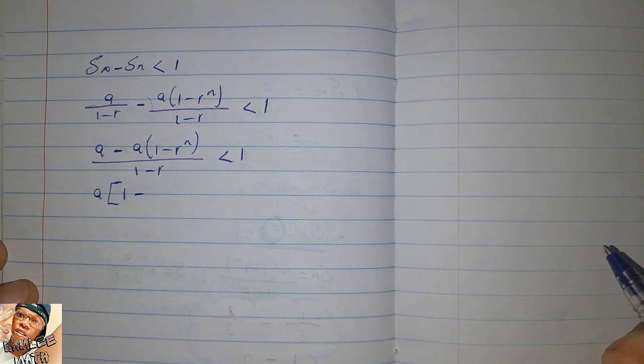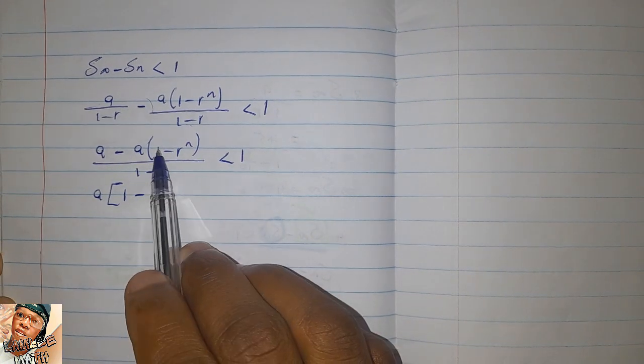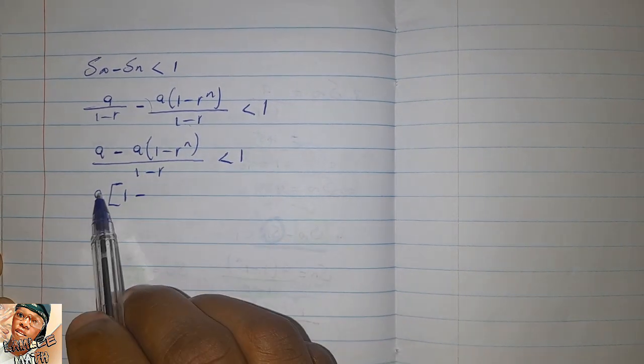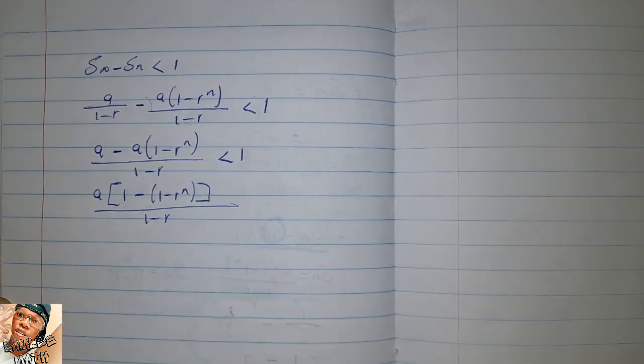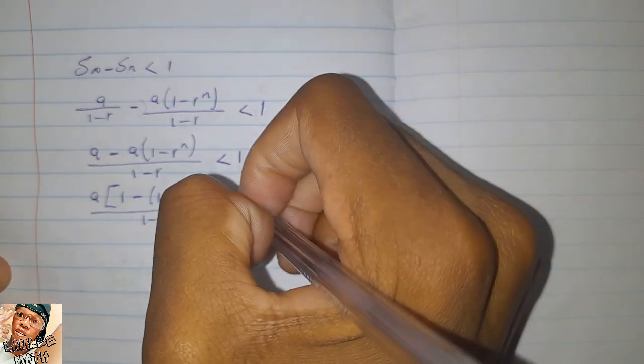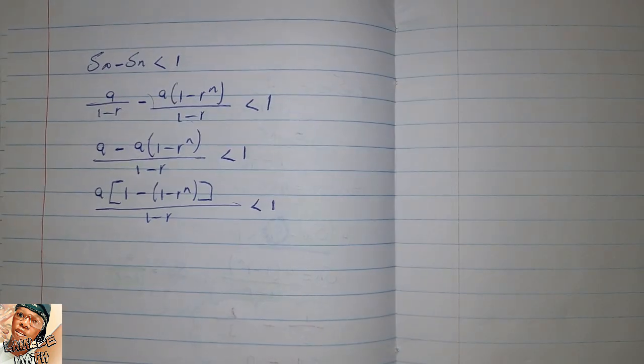Now I can notice that the first term and the second term both have a, right? So I'm going to take a out as a common factor. To get a, we multiply a by 1, right? And to get a multiplied by 1 minus r to the power n, we multiply a by whatever was in the bracket, which is 1 minus r to the power n. This whole thing is divided by 1 minus r, and this whole thing is less than 1, right?